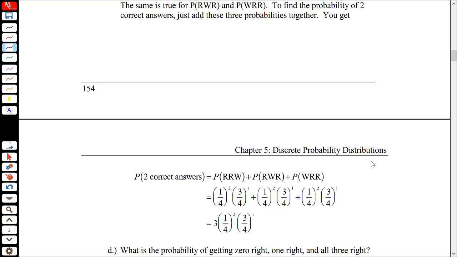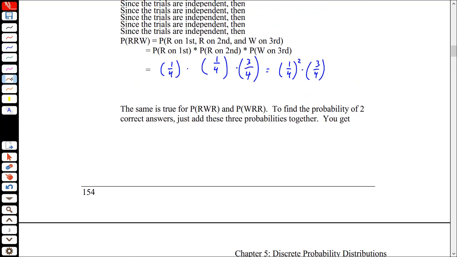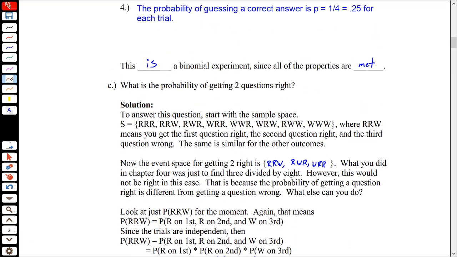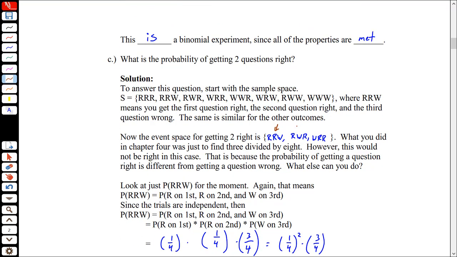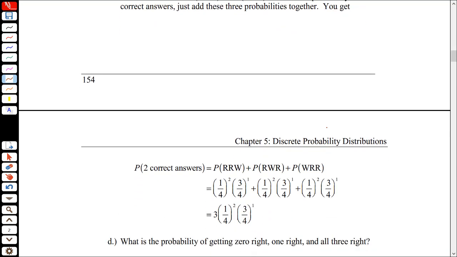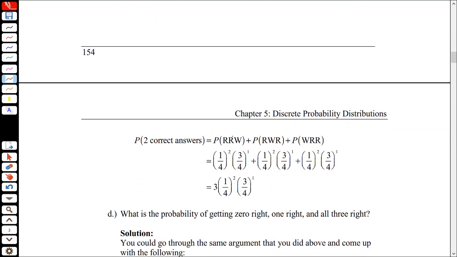Since the probability is the same for all 3 of these, we can sort of just summarize our options below. Now remember that the way that we can get 2 questions right is by either getting right, right, wrong, or right, wrong, right, or wrong, right, right. Remember, the OR rule is adding. So I could say it's the probability of the first plus the probability of the second plus the probability of the third. So I'm going to add those probabilities.